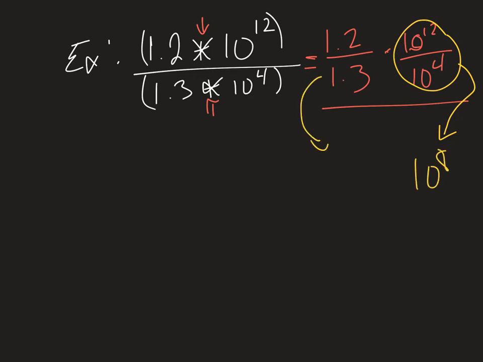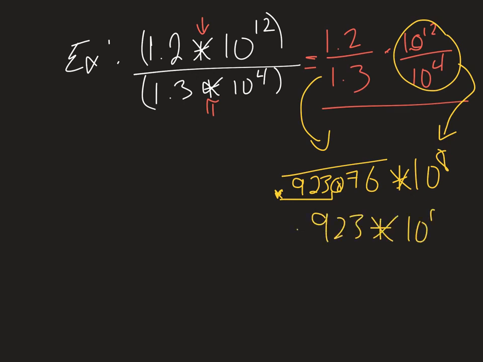And then I calculate 1.2 divided by 1.3, which if I run to my calculator, I get 0.923076 repeating. And that's okay. We can make that a scientific notation number pretty easily. So if we estimate, let's just cut it off at the thousandths place. We'll do the first three digits. So we have 0.923 times 10 to the 8th.